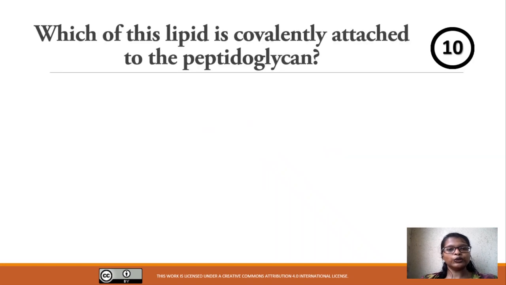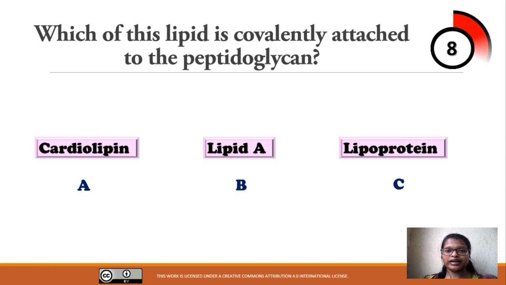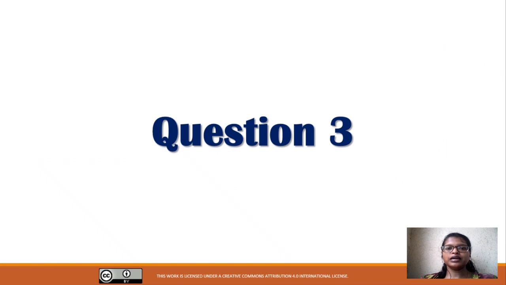Question number 2. Which lipid is covalently attached to the peptidoglycan? And here are your options. Option A, cardiolipin. Option B, lipid A. And option C, lipoprotein. Type the correct option. Time has already started. Time up. Let's move to question number 3.